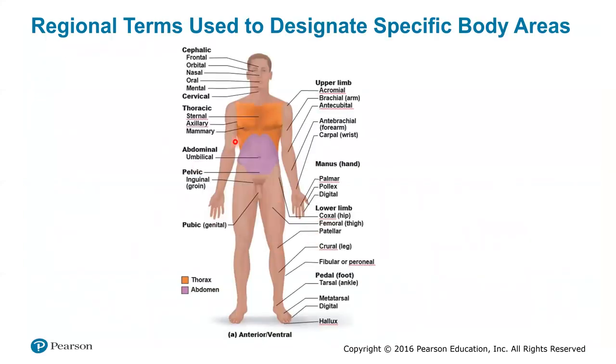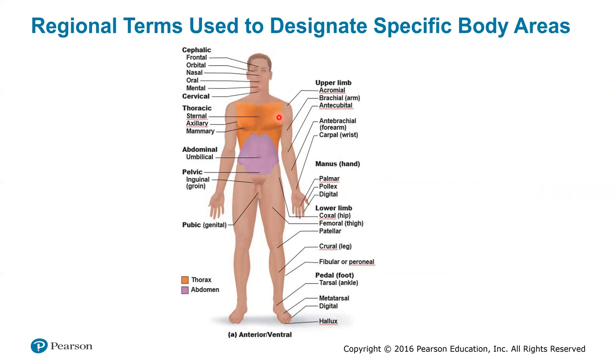So here you're looking at the gentleman. He is in anatomical position, even though I would say his legs are a little bit too far apart, but that's very close to anatomical position. And we're looking at the anterior, or ventral, view. And here are our regional terms. In the cephalic region, we have frontal, or your forehead, orbital, the eye region, nasal, oral, and your chin is mental. Then we have the cervical region.